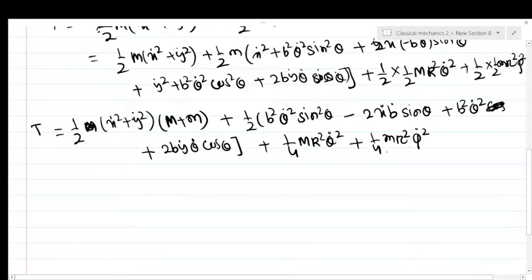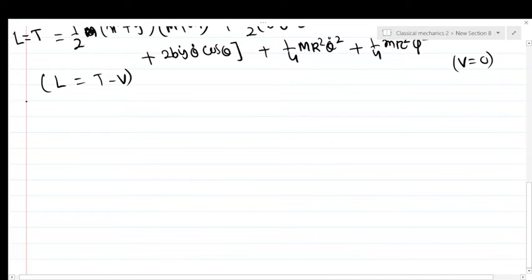As you know, the potential is 0 here because there is rotation happening, so the potential energy is 0, so that will also be the Lagrangian. As you know, the Lagrangian is kinetic energy minus potential energy.